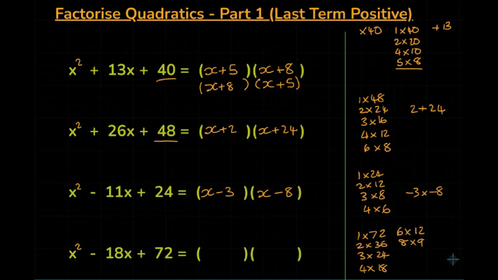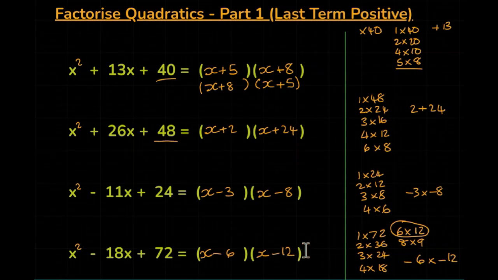That's it. Now, how can I make minus 18? Well, 6 and 12 add to 18, but I want minus 18, so I'm going to use minus 6 times minus 12. You'll notice I have to have either 2 positive numbers or 2 negative numbers, because if I use a positive and a negative, I will get a negative product. So I'm going to use x minus 6, x minus 12.